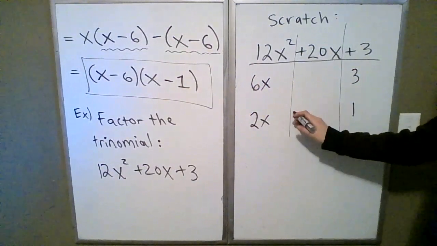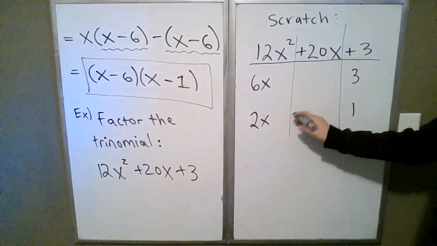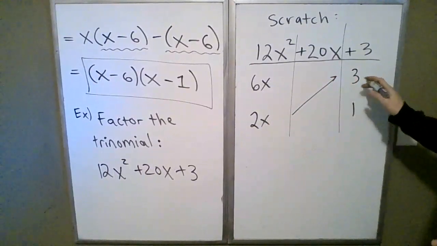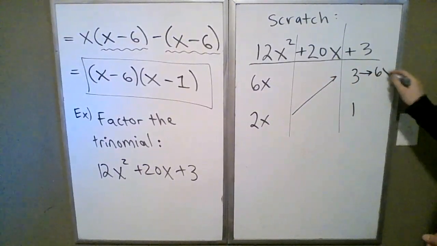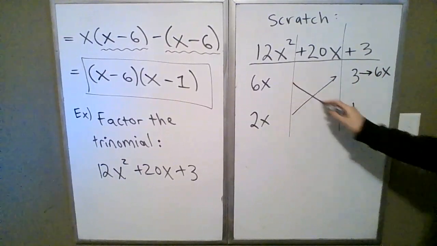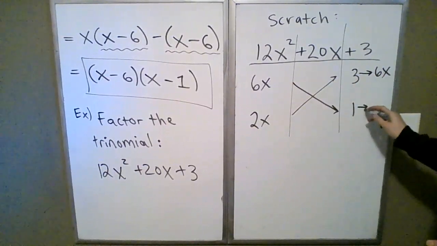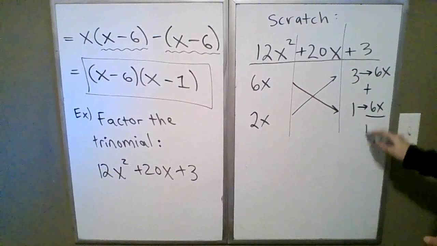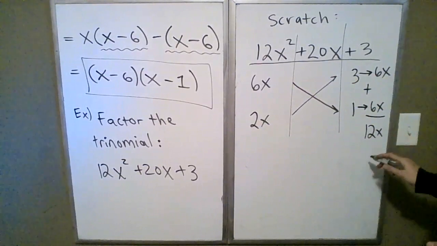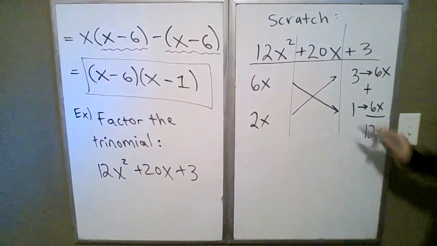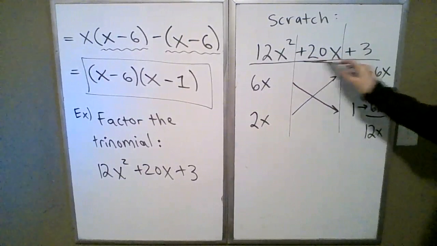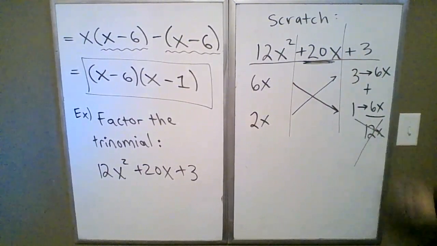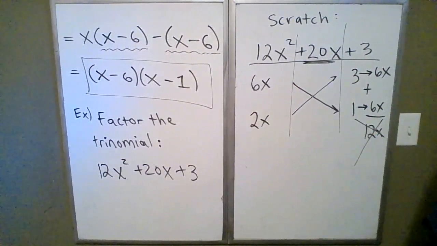Let's see. You multiply across to get 2x times 3, which is 6x. Multiply across 6x times 1 is 6x. You add the sides together, and that would be 12x. But you want this to add up to the middle term of 20x, which it's not, so we're going to have to try again. Okay, let's try on this side.